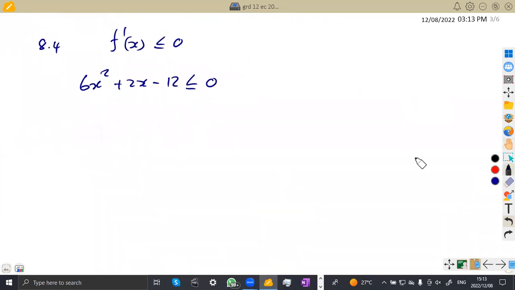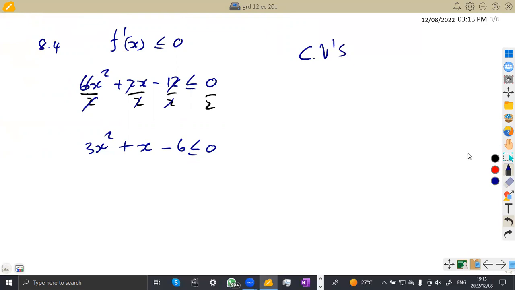I can see that there is something common here, so I can divide each and every term by 2 to reduce this inequality. So I have 3x squared plus x minus 6 less than or equal to 0. As we know, it's a quadratic inequality. What you need is to find the critical values by solving the equation 3x squared plus x minus 6 equals 0. Whenever you're finding the critical values, you are now solving an equation. So we have to try factorization and see if it's going to work.